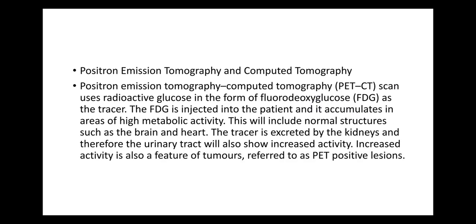Positron emission tomography. Positron emission tomography, computer tomography, PET-CT scan uses radioactive glucose in the form of fluorodeoxyglucose FDG as the tracer. The FDG is injected into the patient and it accumulates in areas of high metabolic activity. Now, this will include normal structures such as the brain and heart. The tracer is excreted by the kidneys and therefore the urinary tract will also show increased activity. Increased activity is also a feature of tumors referred to as PET positive lesions.